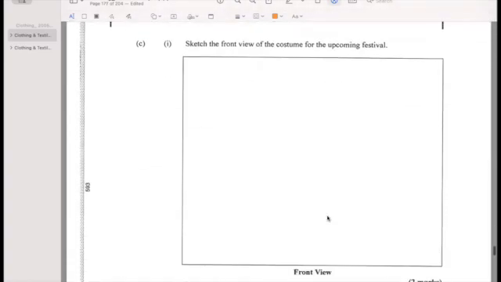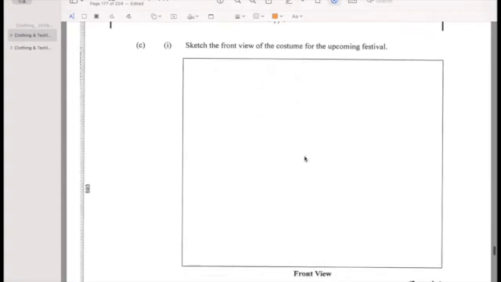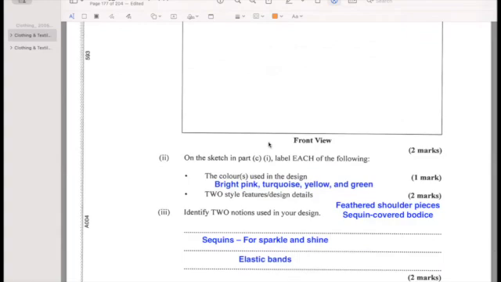And they asked us to make a sketch. At the end of the video, I'm going to show you the sketch of that costume because I am unable to put the image on the PDF file. So we're going to leave that for the end of the video.